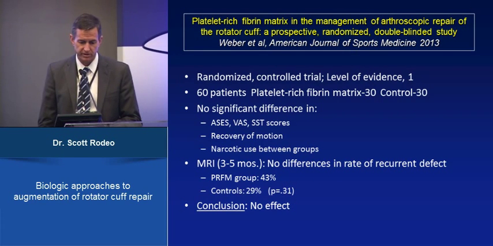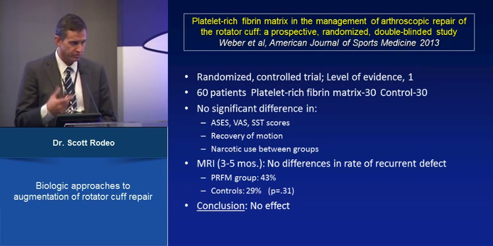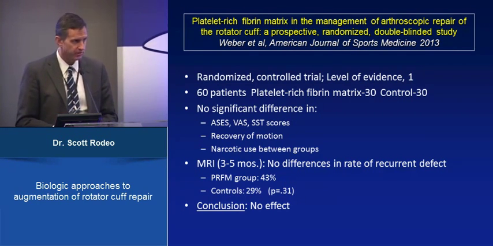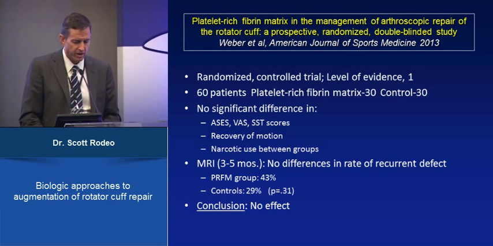Another recent study, Stephen Weber in Sacramento, very similar to our study, 60 patients randomized to either a platelet-rich fibrin matrix or just standard surgery, and they see no difference in the standardized outcome scales, no difference in motion. Using MRI, they found no differences in the rate of recurrent defects. So they concluded overall PRP had no effect.